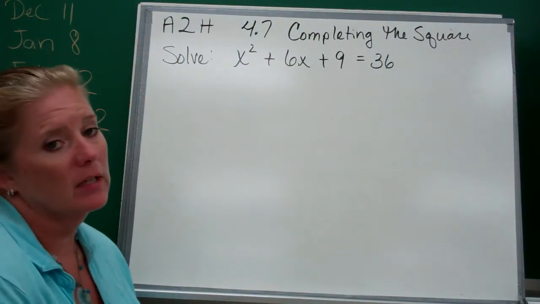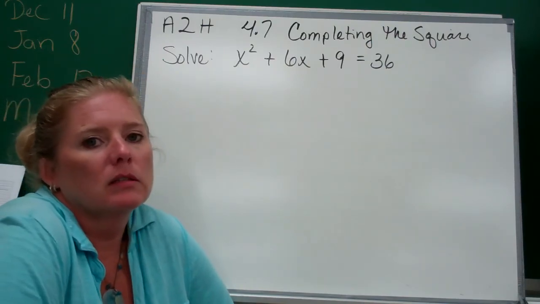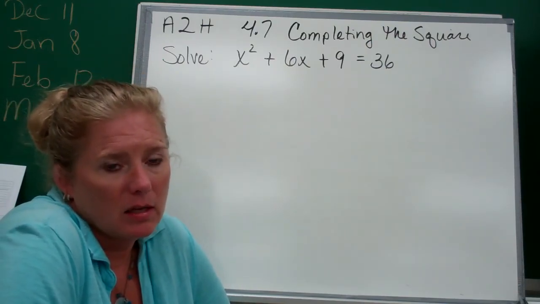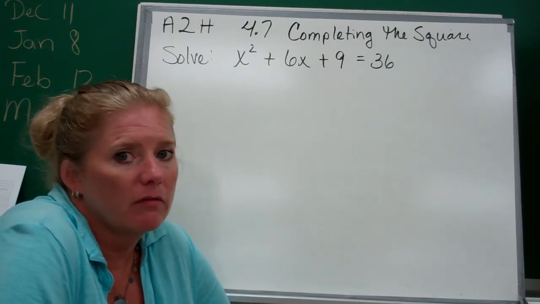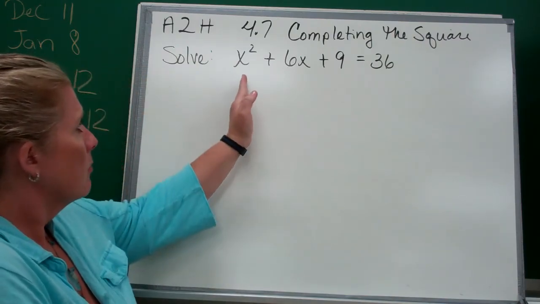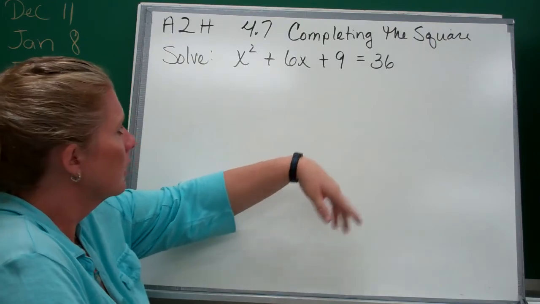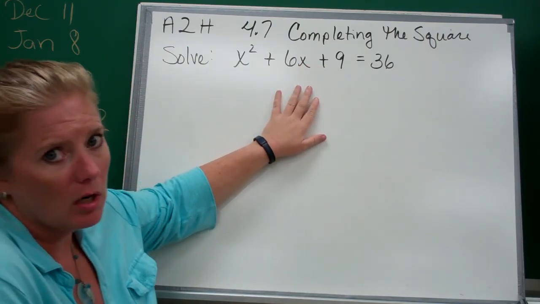Section 4.7 is about completing the square. Completing the square is a process that we can use to solve quadratic equations that cannot be factored. It requires that you make a perfect square trinomial. How do you determine if a trinomial is a perfect square trinomial?